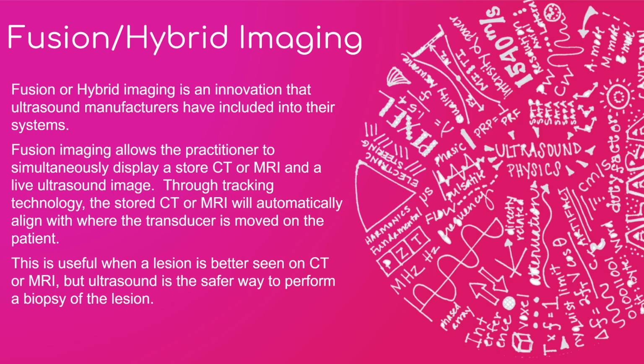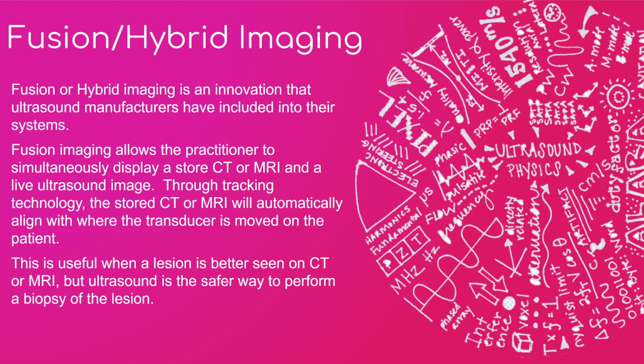Fusion hybrid imaging allows you as a sonographer to import a CT or an MRI. You bring that into the computer on the ultrasound system, and you bring it up, and then you attach sensors or this tracking system, and you locate on the CT where you are on the body with the ultrasound transducer, and the machine can follow your hand where you move it and track where you are within the CT. And this is super helpful because there are lesions that we can't see very well by ultrasound.